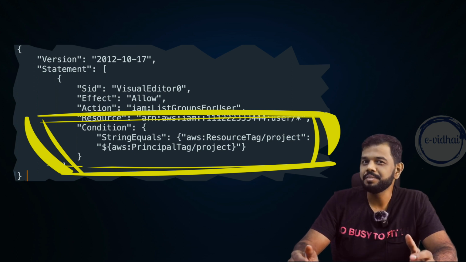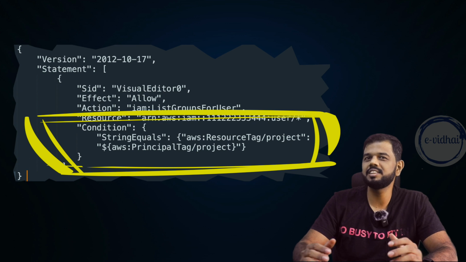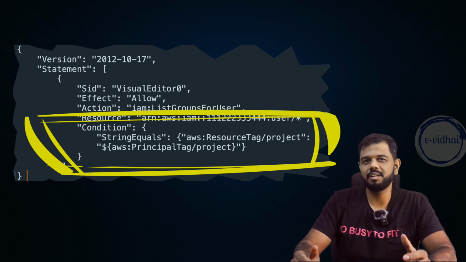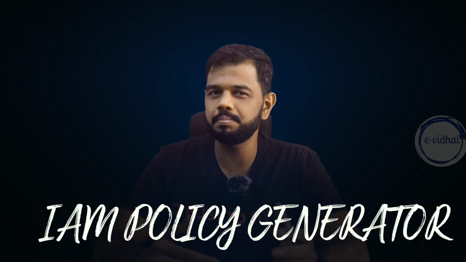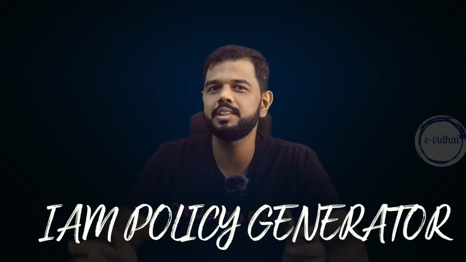I could literally hear you saying, hey Vasan, how can I write all these things in minutes? That's where AWS comes with a tool called the AWS IAM policy generator, where with simple drag and drop, we can generate policies just like a pro.